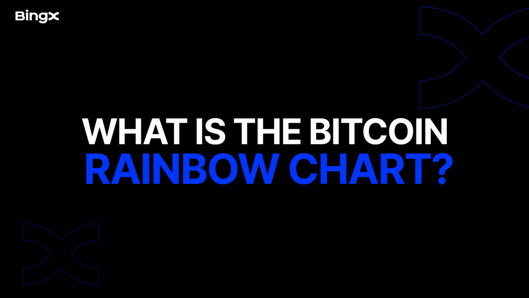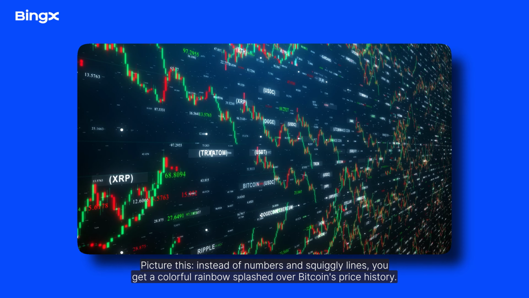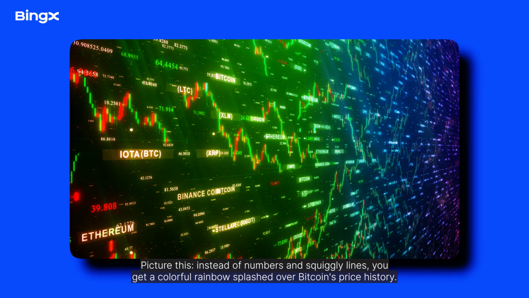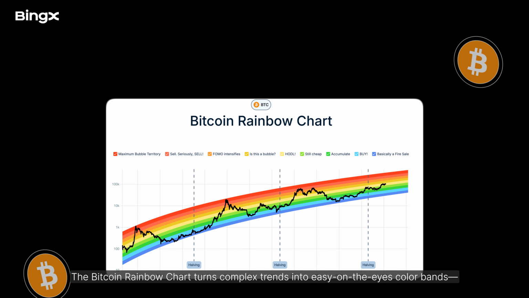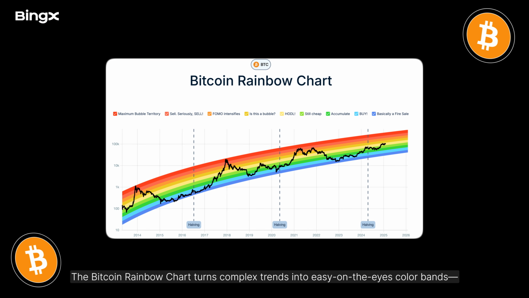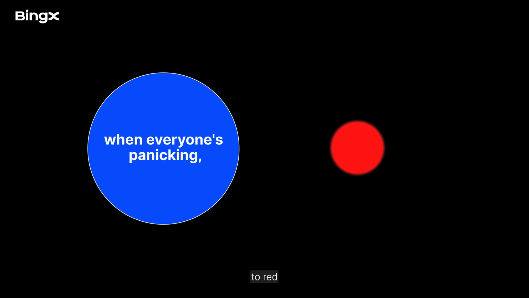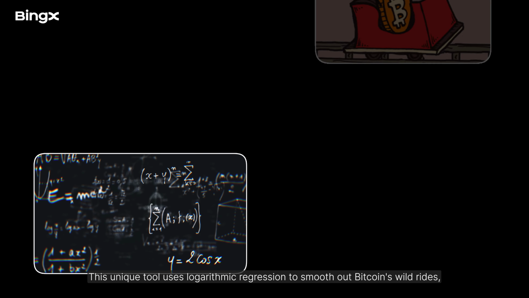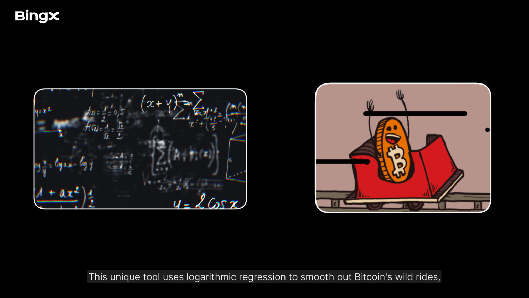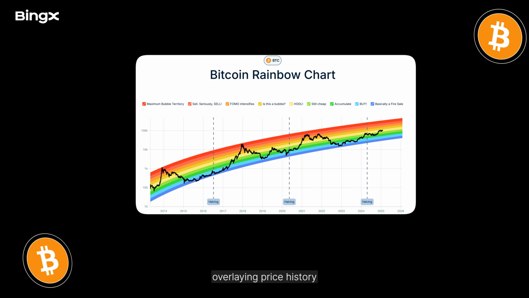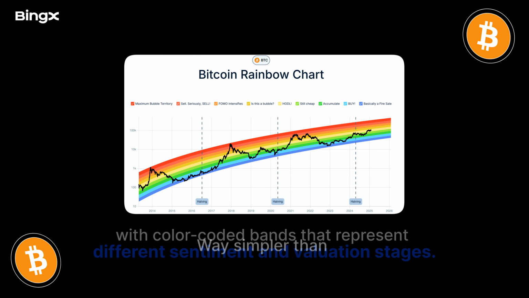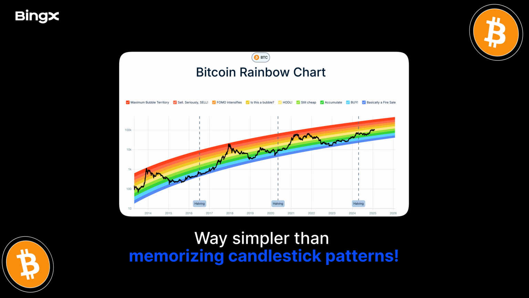What is the Bitcoin rainbow chart? Picture this. Instead of numbers and squiggly lines, you get a colorful rainbow splashed over Bitcoin's price history. The Bitcoin rainbow chart turns complex trends into easy on the eyes color bands, from blue when everyone is panicking to red when the hype is off the charts. This unique tool uses logarithmic regression to smooth out Bitcoin's wild rides, overlaying price history with color-coded bands that represent different sentiment and valuation stages. Way simpler than memorizing candlestick patterns.